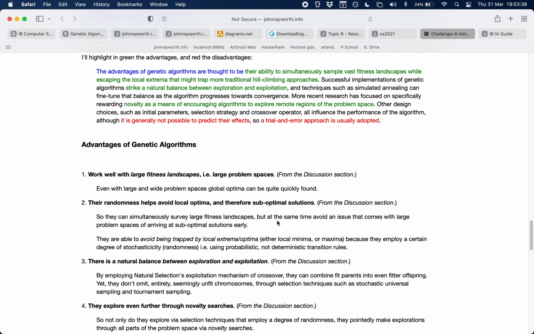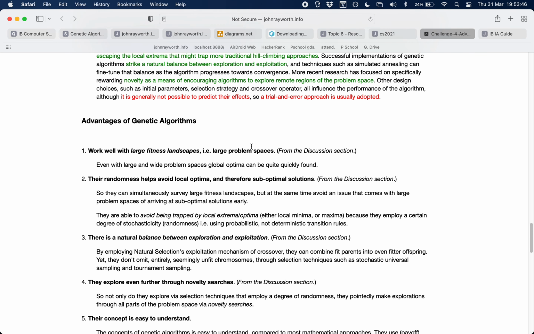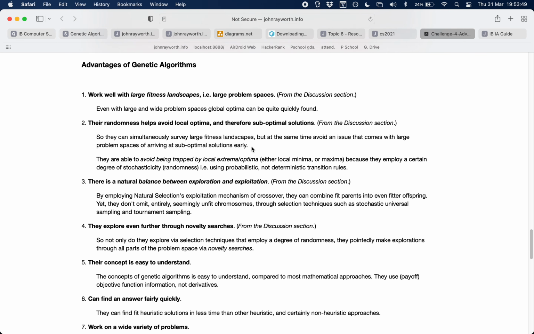And I'm trying to remember why I colored these. So these are the advantages in green, and then the disadvantages are in red. So number 1, they work well with a large fitness landscape, large problem space. In other words, it really doesn't matter how big the problem space is, because we're not relying on mathematical linear or brute force approaches where they take a certain amount of time. We're going to run the heuristic for a while, and we're going to have an optimum, and we'll hopefully be happy with that. So the fitness landscape is really not limited in terms of its breadth and size.